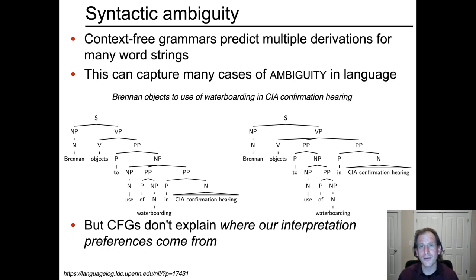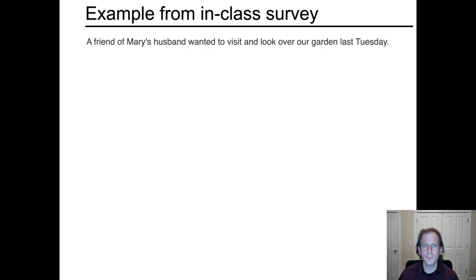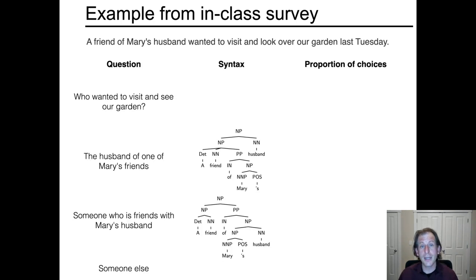And so that's actually a really important part of understanding this. And the class survey that I gave you actually is a good example of these kinds of things. I gave you this sentence: "A friend of Mary's husband wanted to visit and look over our garden last Tuesday." And I gave you a number of questions, and we'll go through the questions and the proportion of responses. Each question corresponds to a syntactic difference.